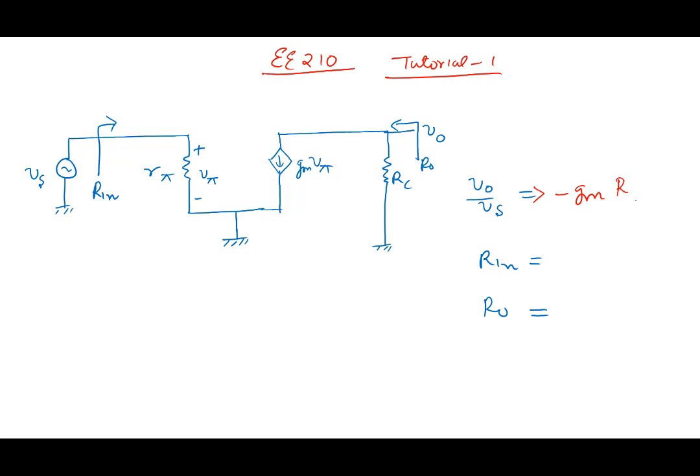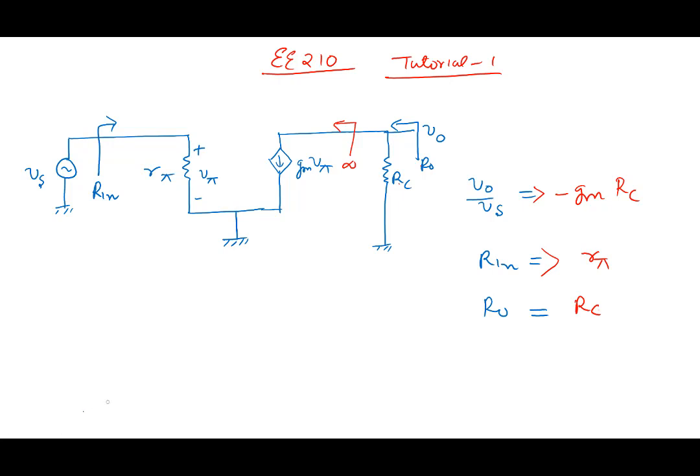What about Rin? Rin is R pi. What about R naught, looking from here? We said looking from here is infinite, so it would be R_C in parallel with infinite, which is equal to R_C. Correct? So that's fine.